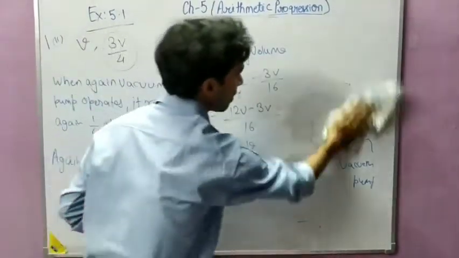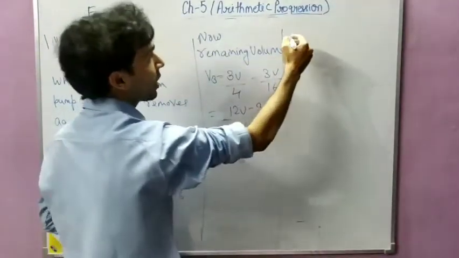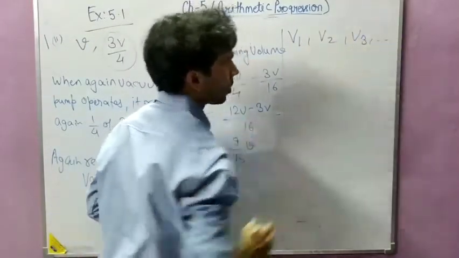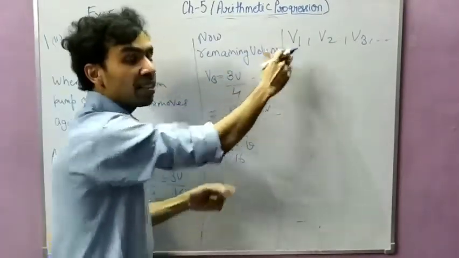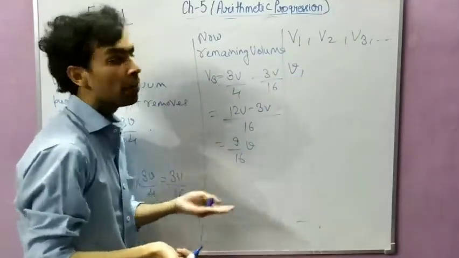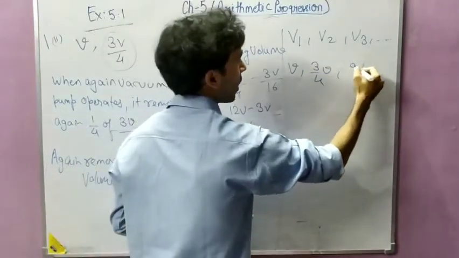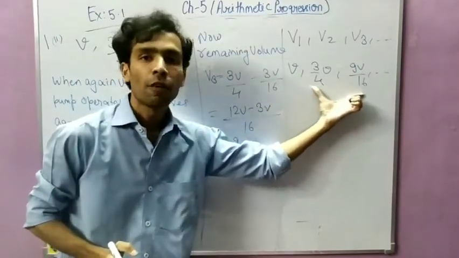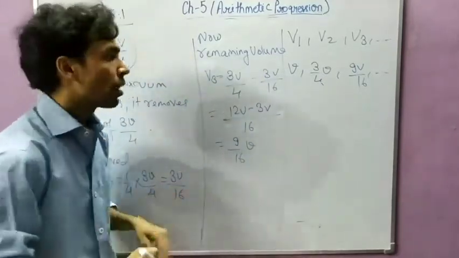So now 3 cases we have calculated, and in those 3 cases the volumes were V1, V2 and V3 and so on. जितनी बार ऑपरेट करेगा उतने वॉल्यूम कम होता जाएगा. So V1 means the initial volume, and initial volume was V. After that the remaining volume was 3 by 4 V, and after that the remaining volume was 9V by 16. Now we have to check whether they are in AP or not. So for checking the AP we have to calculate the common difference.